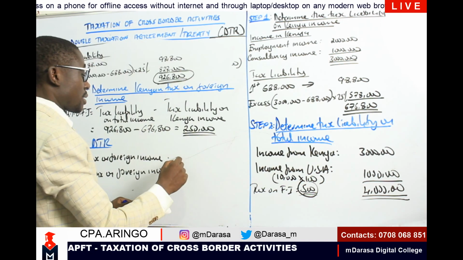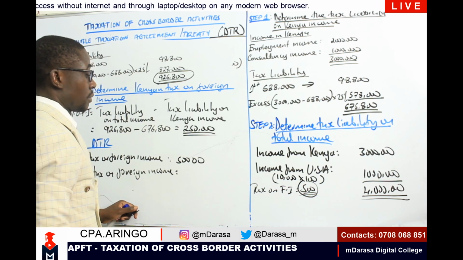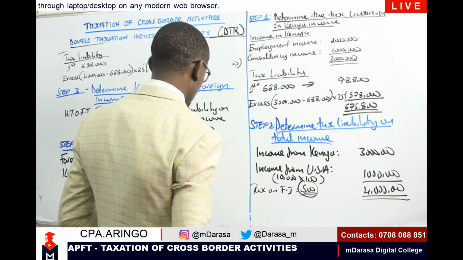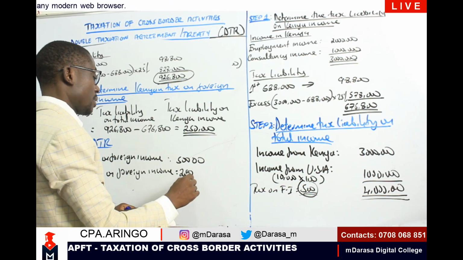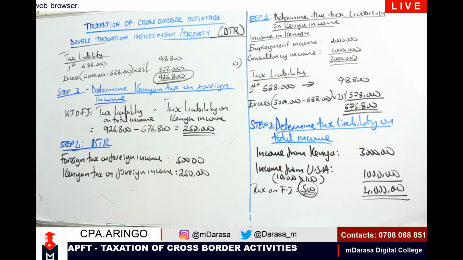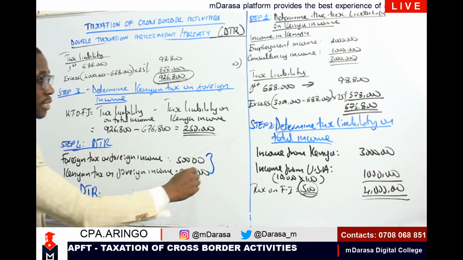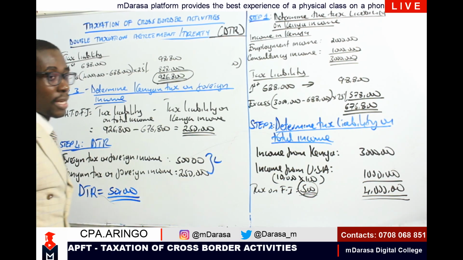We had $500 times 100. We had $500, correct? So we compare it with the Kenyan tax on foreign income, which in this case is 250,000. So what will be our DTR? I'm going to take the lower of the two. And in our case, the lower of the two is how much? 50,000. So my DTR in this case will be 50,000 Kenyan shillings.